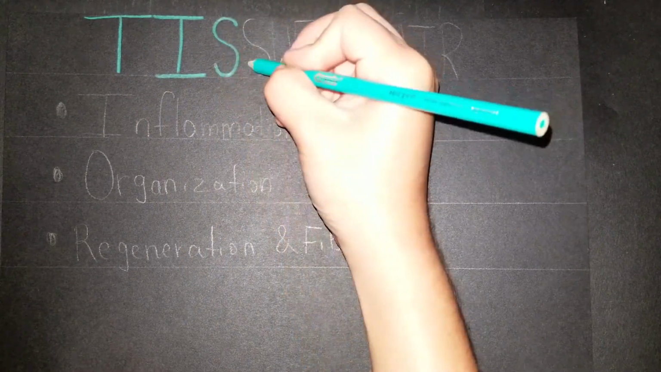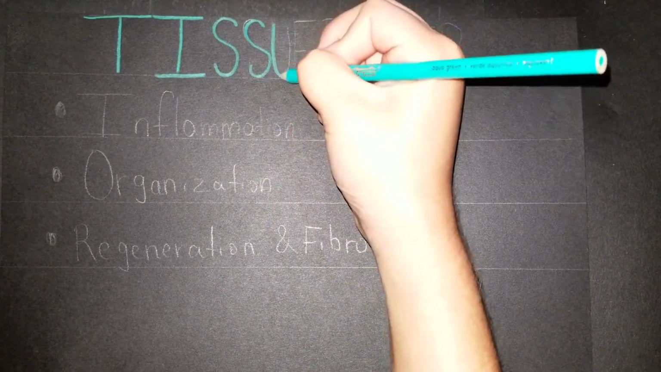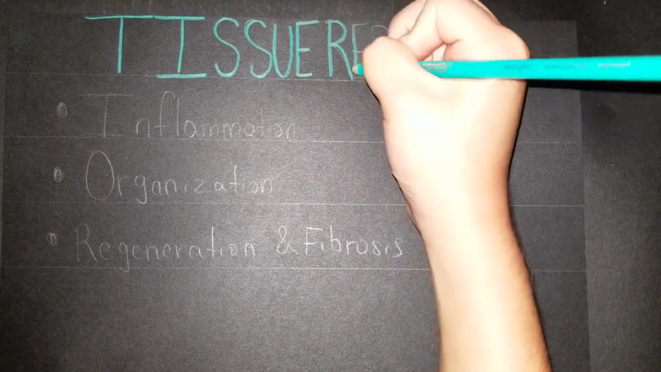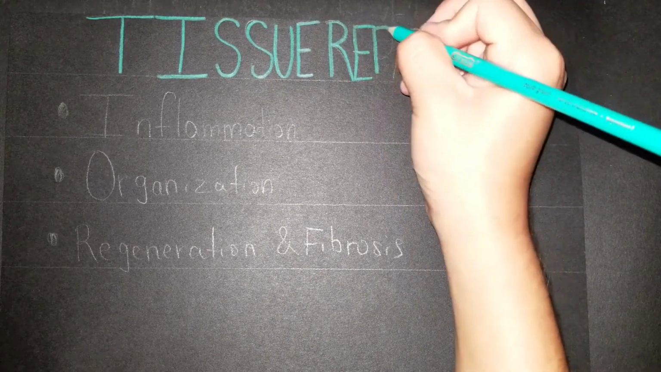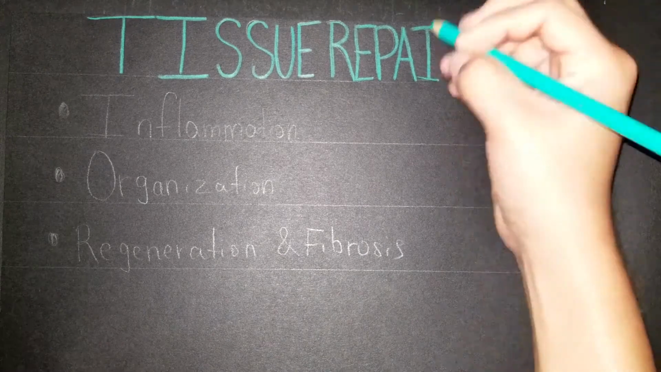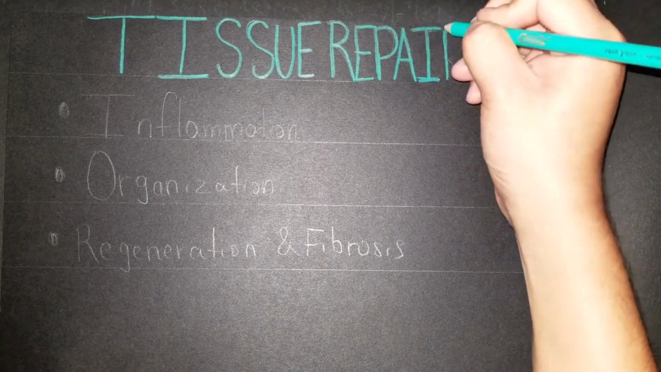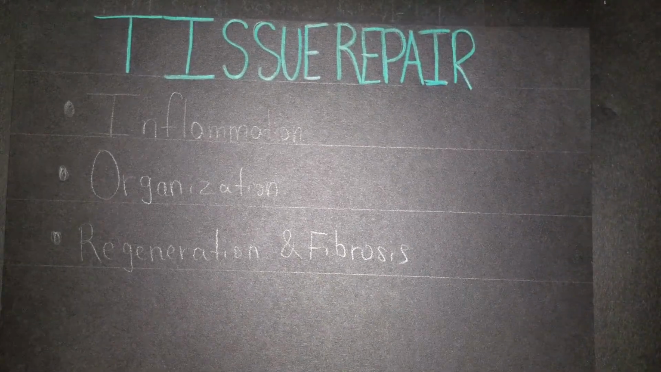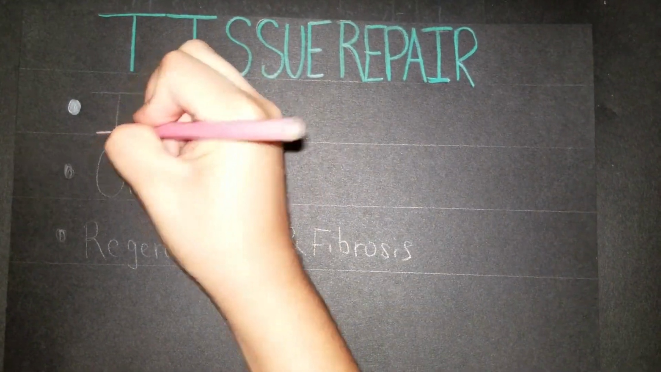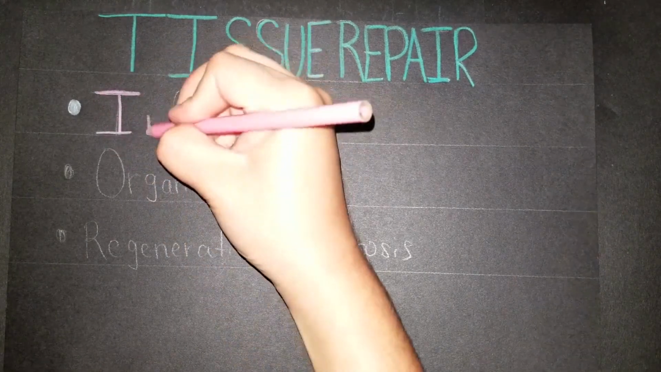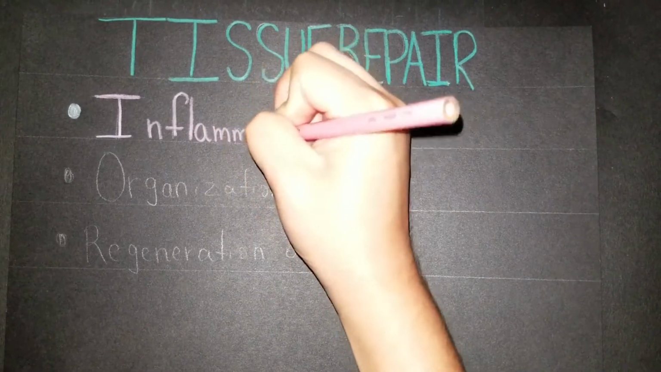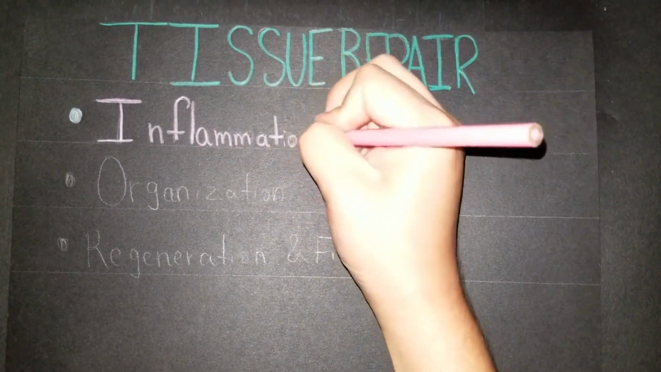Tissue repair. Inflammation sets the stage. Mast cells release histamine and so do macrophages. It brings more fluid and cells to the area and causes a clot.